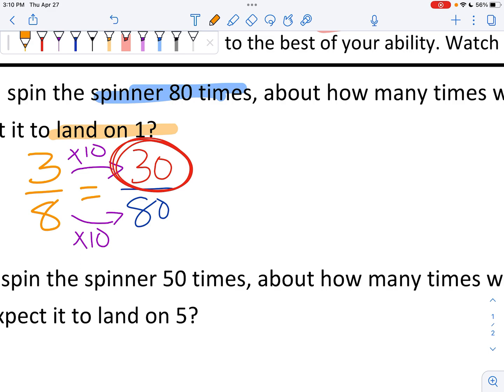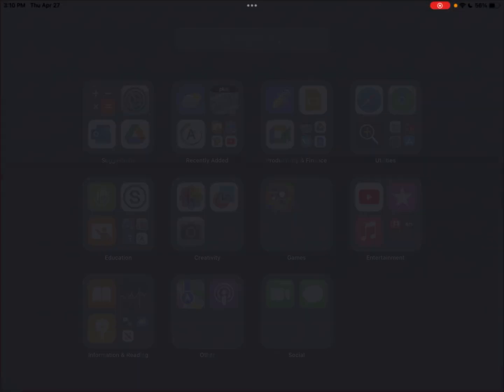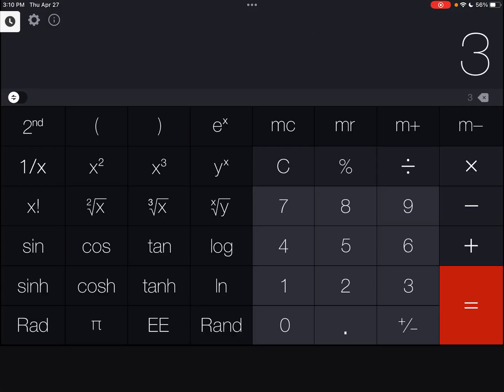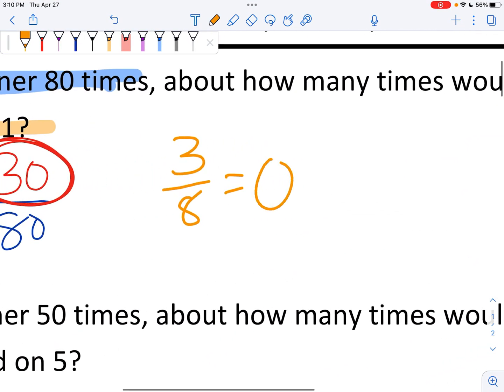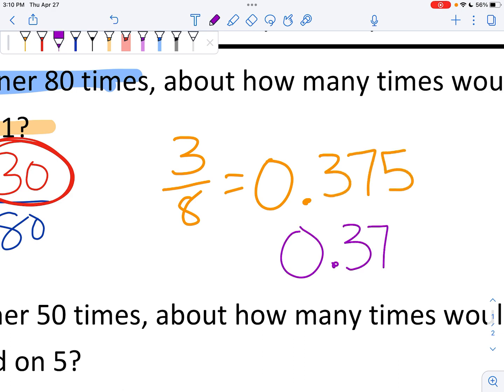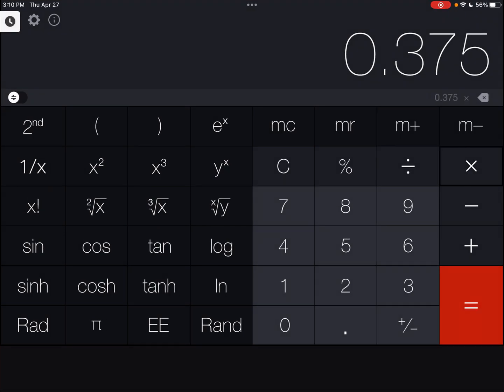Alternatively, I could take 3/8 and make it be a decimal. Here we go. 3 divided by 8 is 0.375. And then I'm going to multiply that number by how many times we're going to spin the wheel. And that said 80 times, so times 80. All right, here we go, times 80.